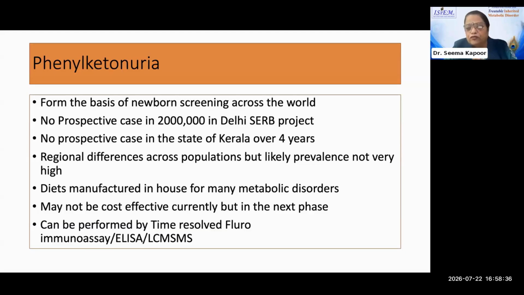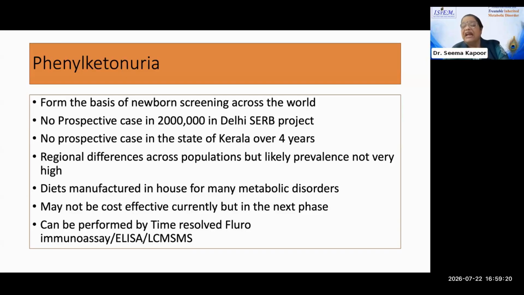Similarly, Kerala did PKU for 4 years. Did not get a single prevalent positive case. So the zones that we have touched till now do not have a high level of founder mutations having PKU. Therefore, we have kept it in the background. But it can also be done by any of the methods. And now that we have diets in India available for PKU, if a zone has PKU with significant evidence, you should also start screening for PKU. But for us, we are not taking it as a priority because we didn't get a case, even 1 in 1 lakh, 1 in 2 lakh.